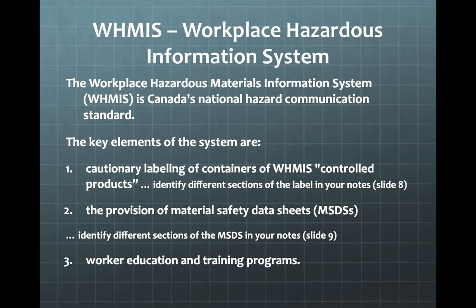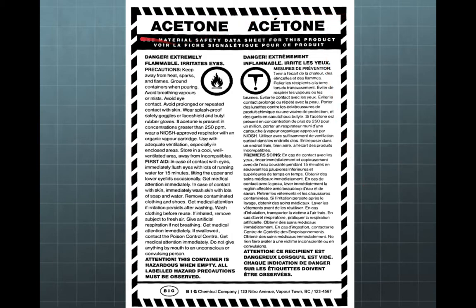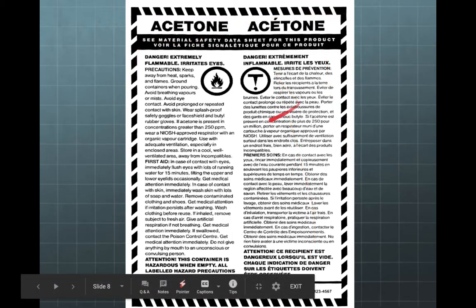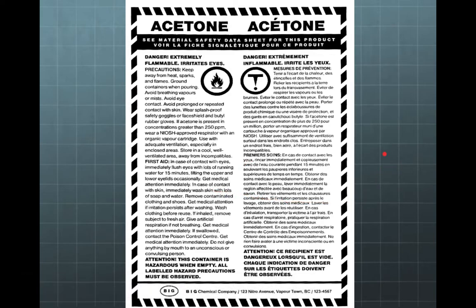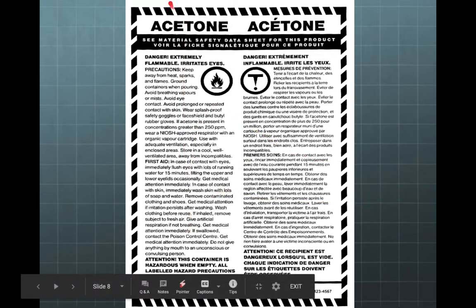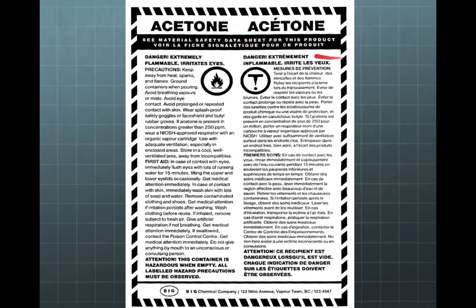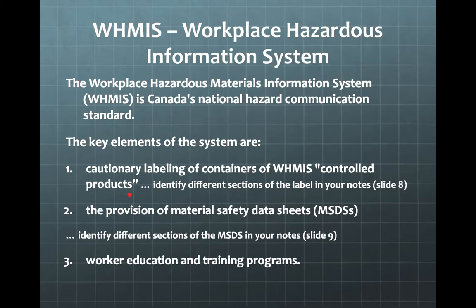Okay, so cautionary labeling. Now, while you're doing your notes, identify the different sections of the labels. You could very quickly illustrate something. You don't need to write anything in your notes beyond, for example, the name of the product, the English side, the French side, where you have the precautions, first aid, and your symbols.